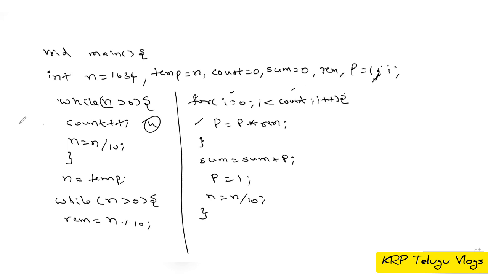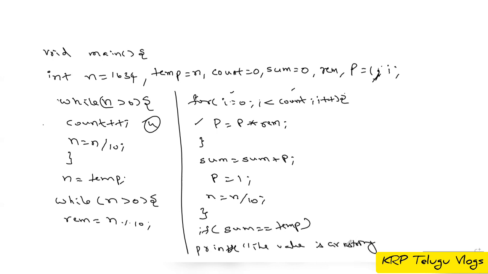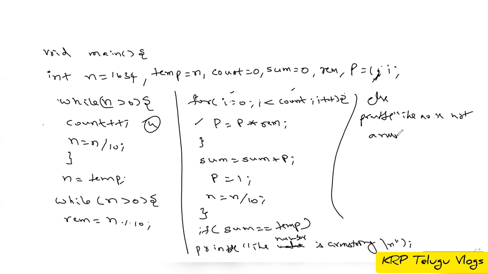Now after completion of this, if sum is equal to temp value, then printf the number is Armstrong. Else printf the number is not Armstrong. Okay, note down this.